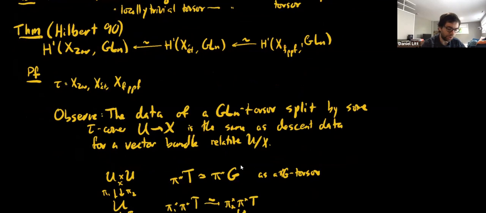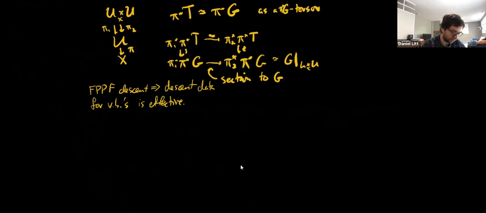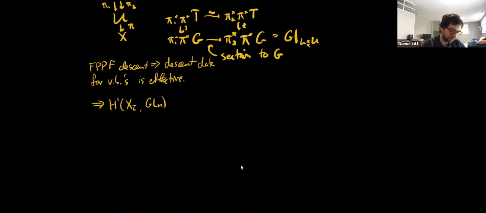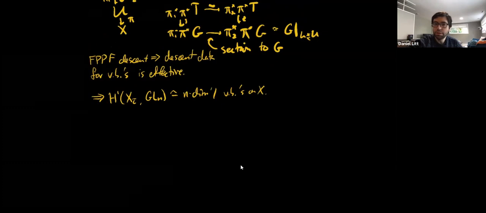So what have we done? We've shown, in other words, that for all of these sites, H1 of X tau with coefficients in GLN is in bijection with the set of isomorphism classes of n-dimensional vector bundles on X. All right. Are there any questions about that? So that's the end of the proof. If you have three things and they're all isomorphic to the same thing, they're all isomorphic. Any questions about that?